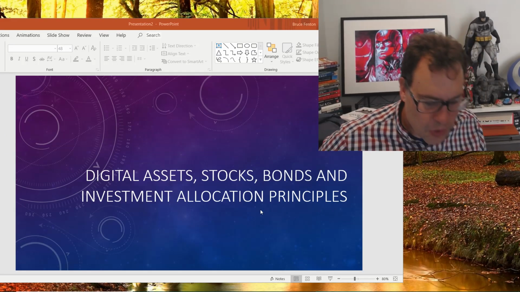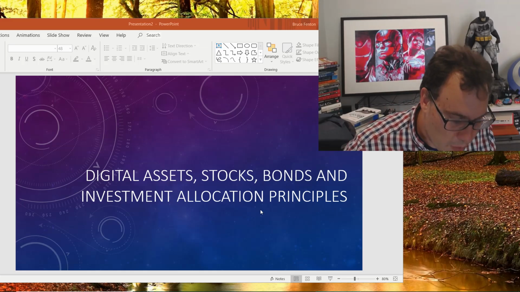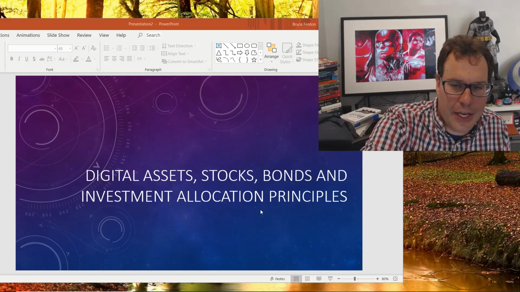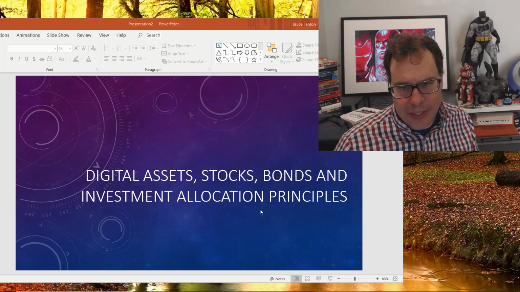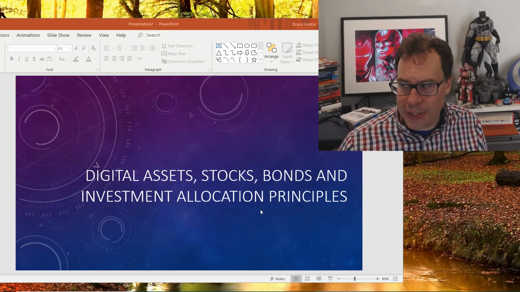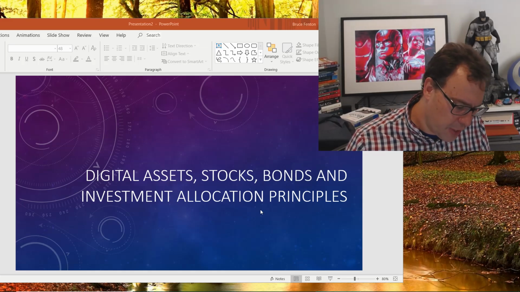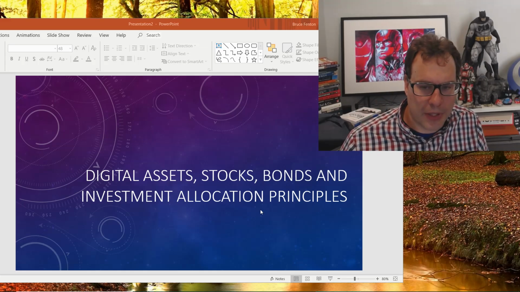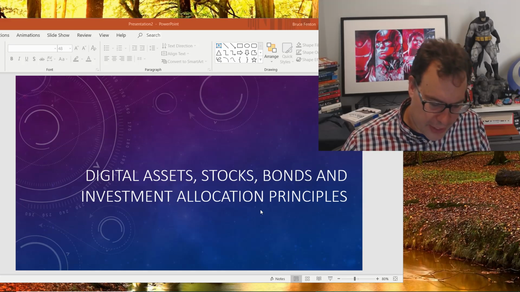So one of the most important parts of investing, one of the most important parts of investment planning, is your investment allocation, your asset allocation, where your money is. There are a lot of studies, we'll have to find one, that reference that your investment allocation is going to be responsible for more than 90% of your portfolio performance. So having the right allocation to the right investments is really key.